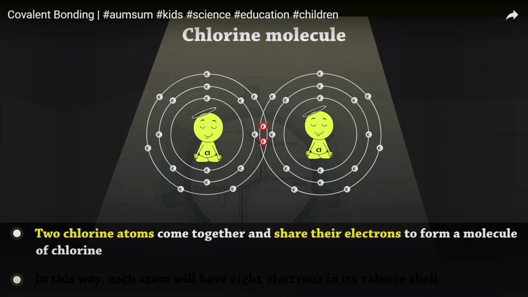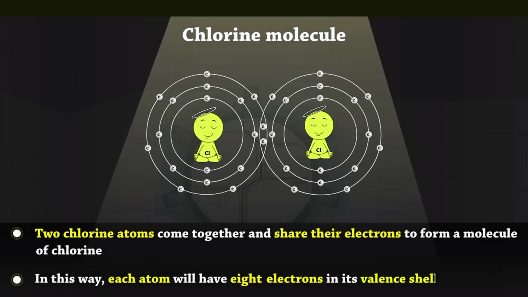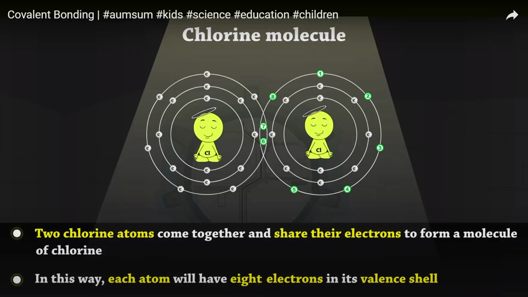Okay, 2 chlorine atoms come together and what do they do with their electrons? They share their electrons to form a molecule of chlorine. Okay, in this way, each atom will have 8 electrons in its valence shell.